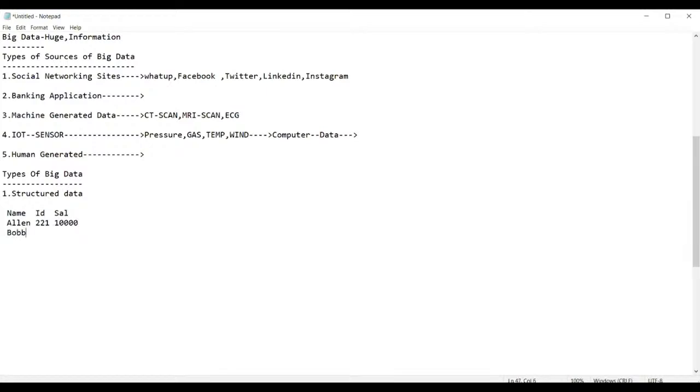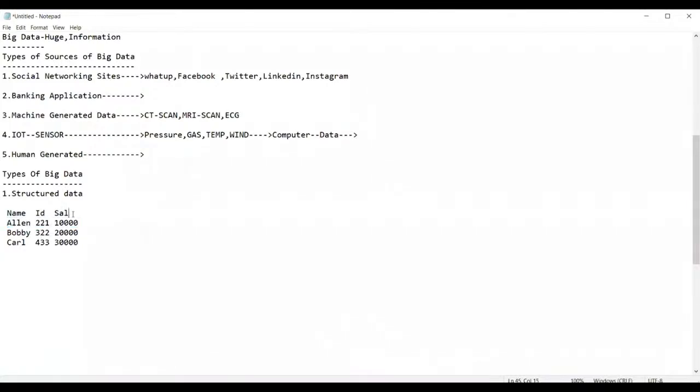And Bobby, 20,000. Carl, 30,000. Can you see here, guys? This is the data. In which format is this data? It is in the proper format of rows and columns or not? These are the rows and these are the columns. Am I right, everyone?